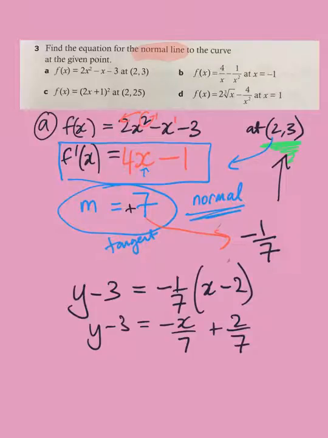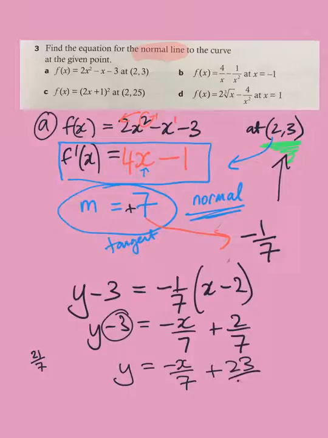And we can keep tidying that up if you really want to. But I like things to be tidy, so I'm just going to think of that negative 3 as 3 times 7, 21 on 7. So I'm going to say y is equal to negative x on 7 plus 21 on 7 becomes plus 23 on 7. So either of these is fine, but this is even better. It looks nice. Ta-da!